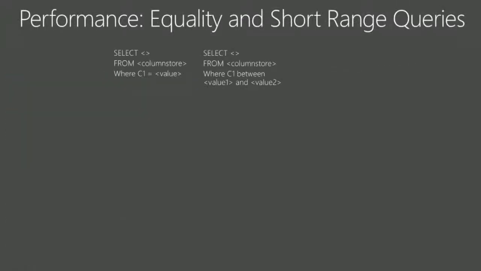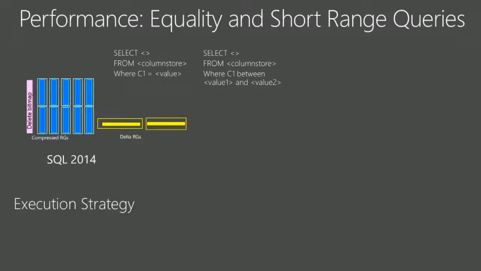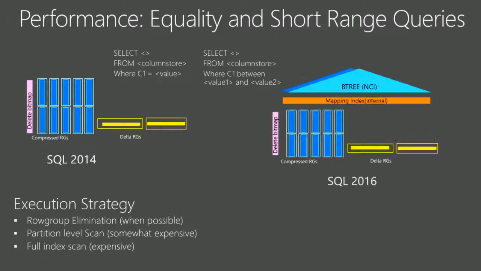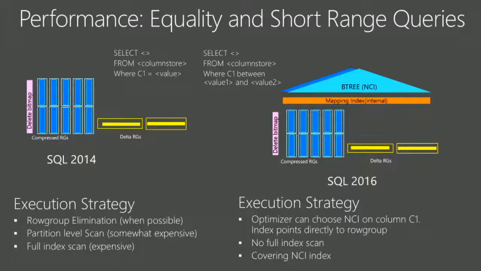Okay. Now, we talked about a non-clustered index on a CCI. If I have a query, say select something from the column store where a equality predicate or a range predicate, right? In the worst case, in 2014, it would mean the full column store scan, right? Now with 2016, with the B-tree index, the optimizer will figure it out, should I use an NCI, the non-clustered index, versus the clustered index, right?